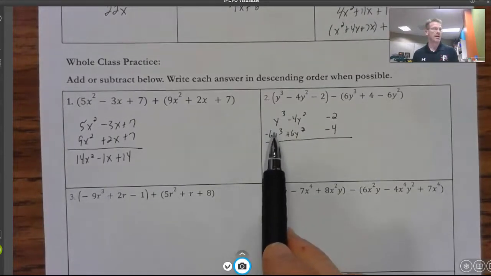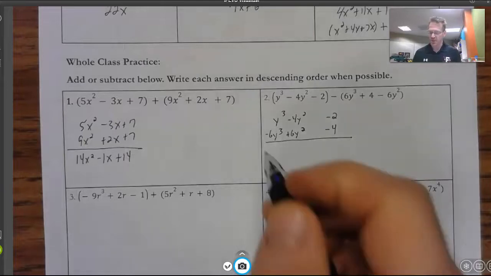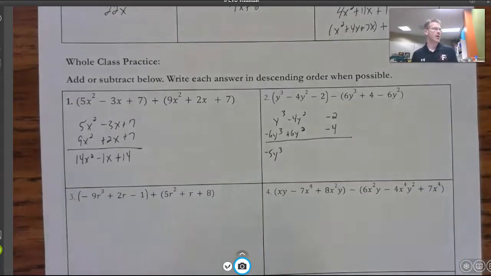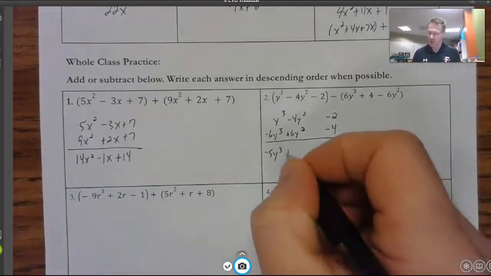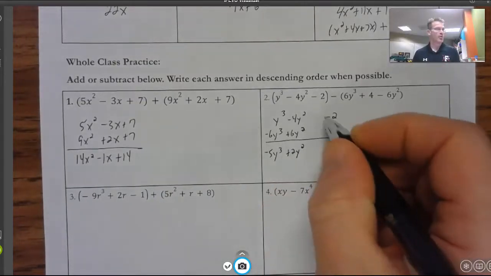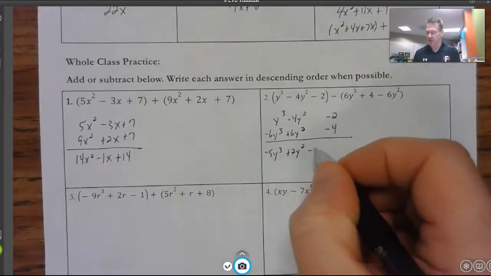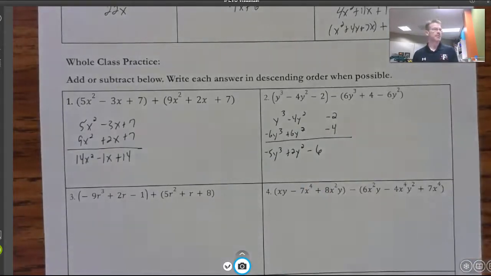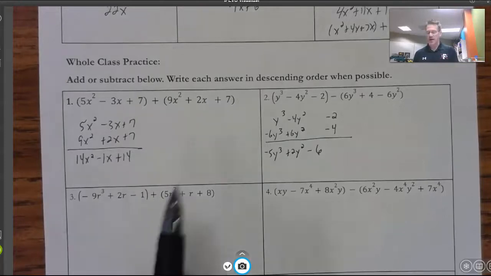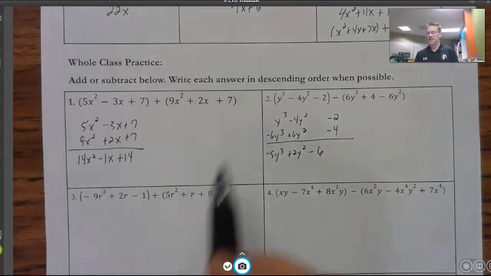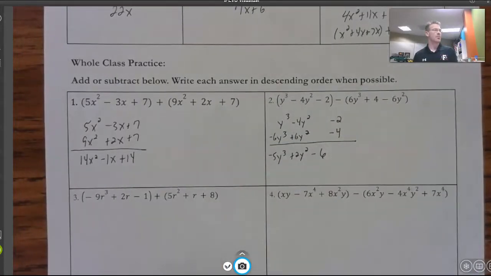So now I just add up. So 1y cubed minus 6y cubed is negative 5y cubed. Negative 4y squared plus 6y squared is 2y squared. There are no y's, so I can just leave that blank, and then negative 2 and negative 4 is negative 6. And there's my final answer. So the stacking method allows you to account for everything, double check everything, and then easily put things in descending order when possible.